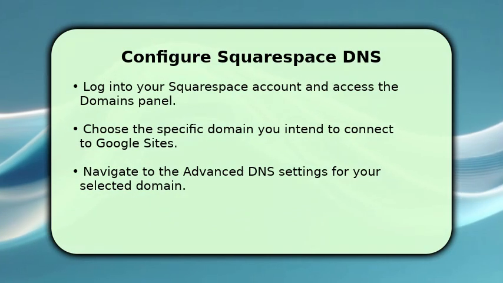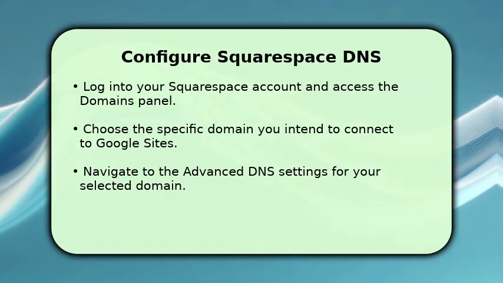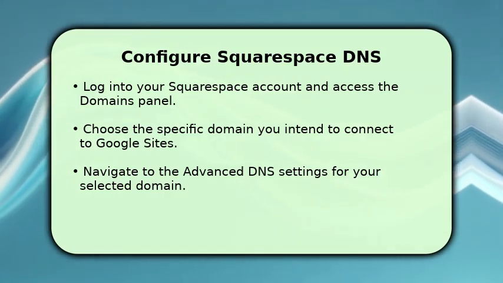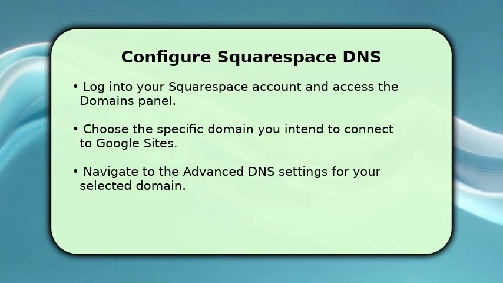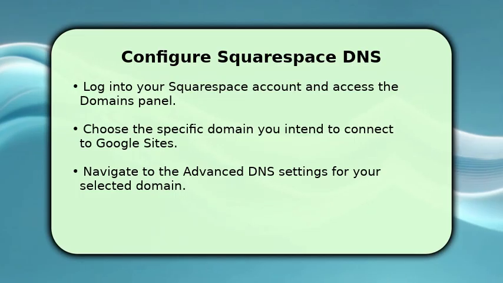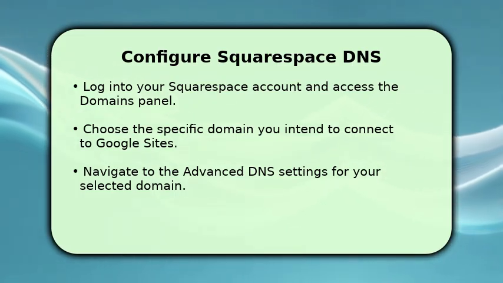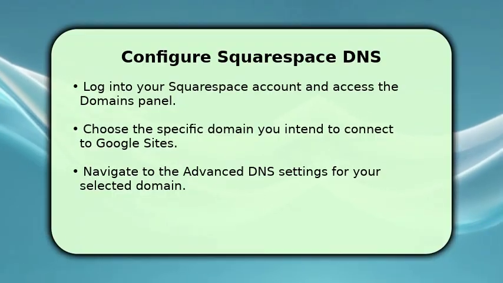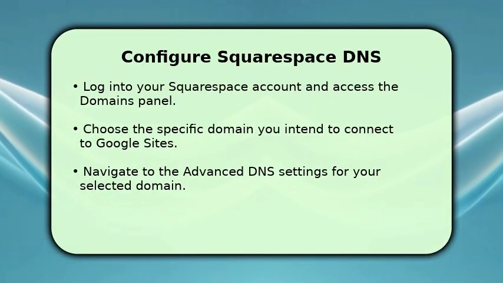Now, log into your Squarespace account. From the main menu, find and click on Domains. Select the specific domain name you wish to connect to your Google site. Within the Domain Management area, look for Advanced DNS Settings. Here, you will add a new CNAME record. You'll use the unique CNAME value that Google Sites provided in the previous step to correctly configure this record.